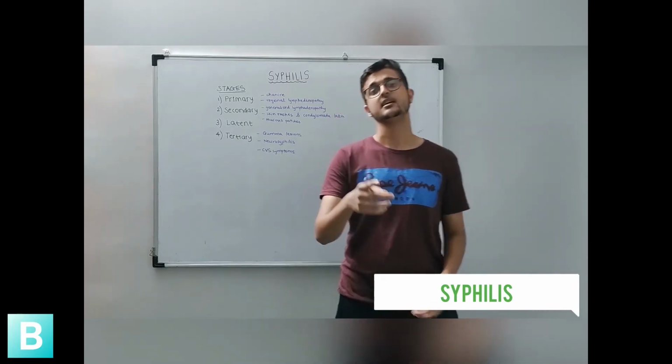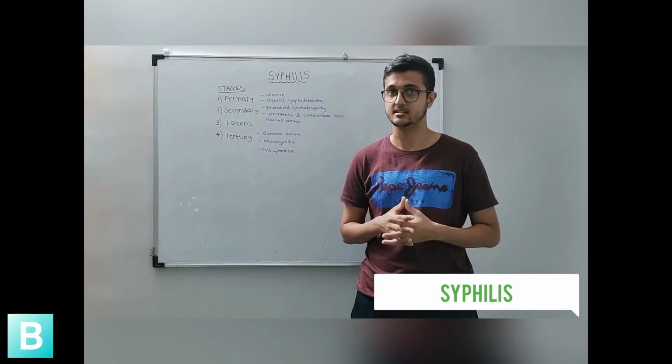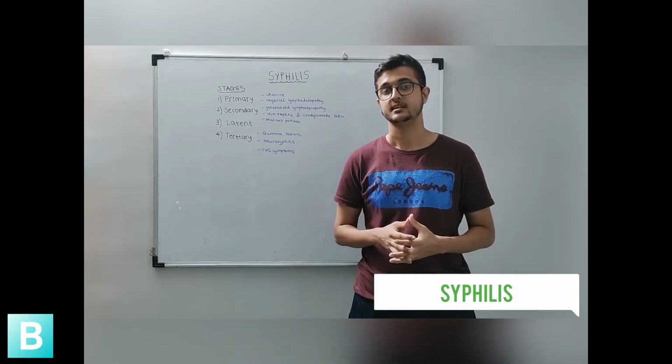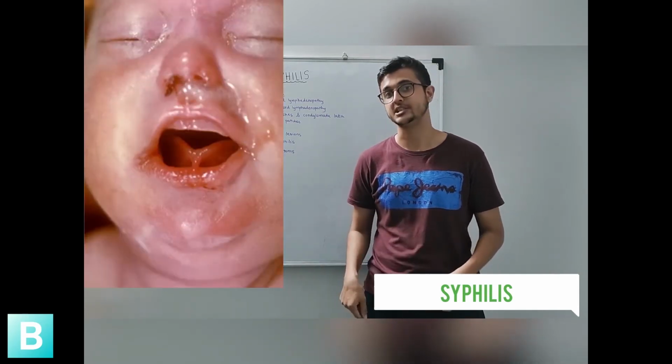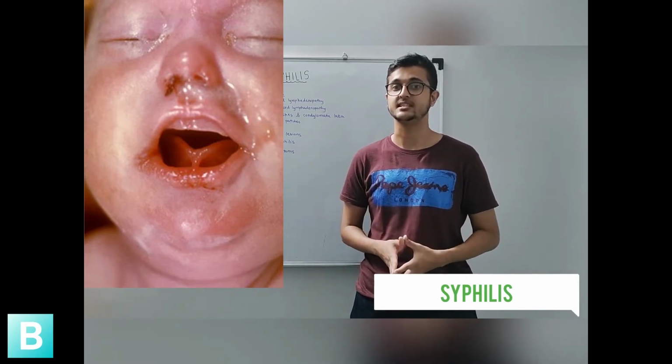If there's a presence of vertical transmission, then there can also be congenital syphilis, which means that the neonate has syphilis, and it is characterized by saber shins, a saddle-like nose, deafness, and Hutchinson's teeth.